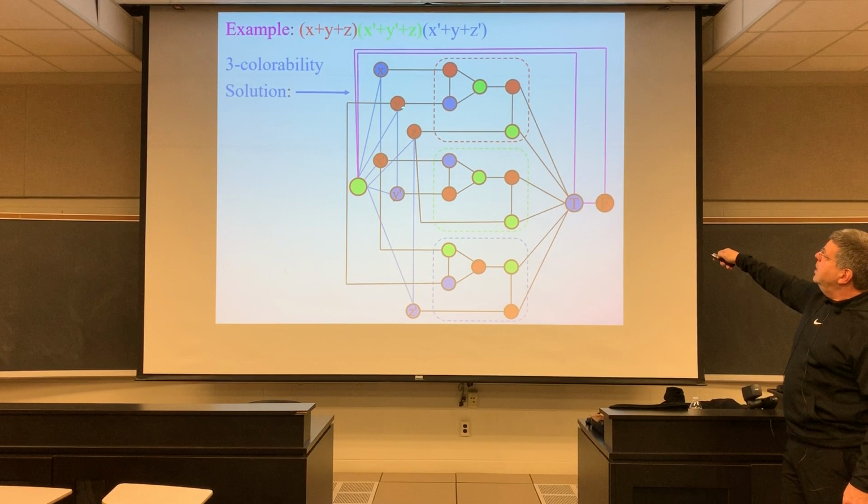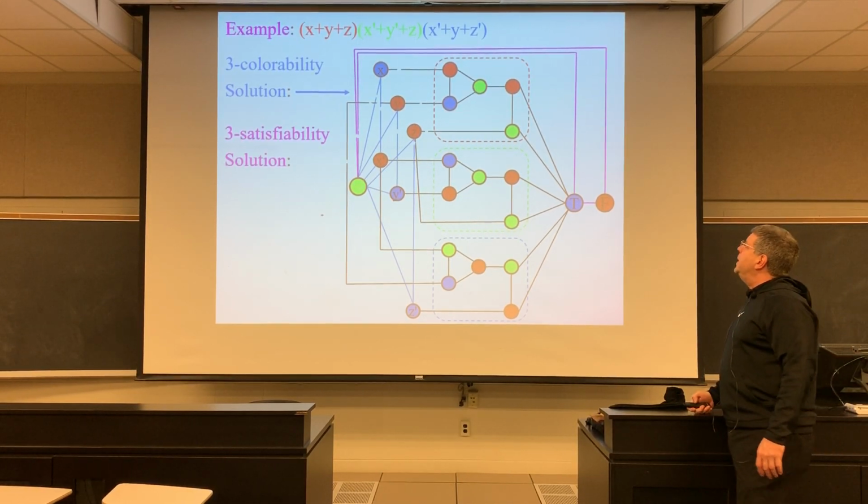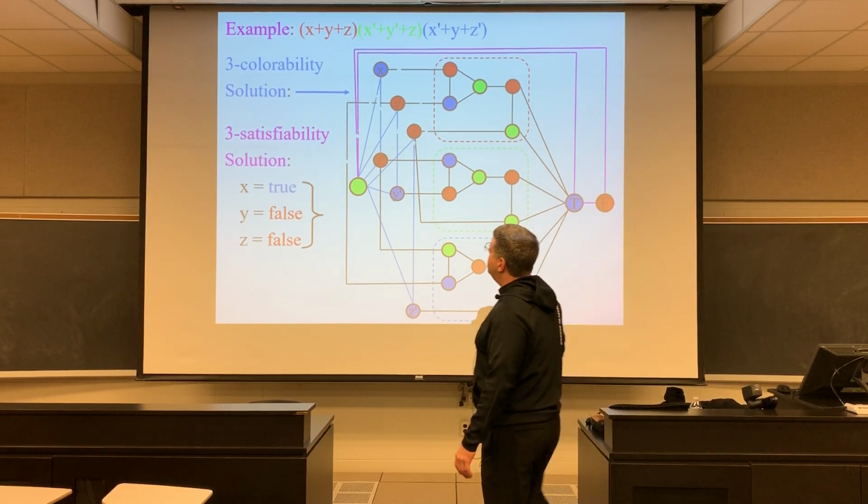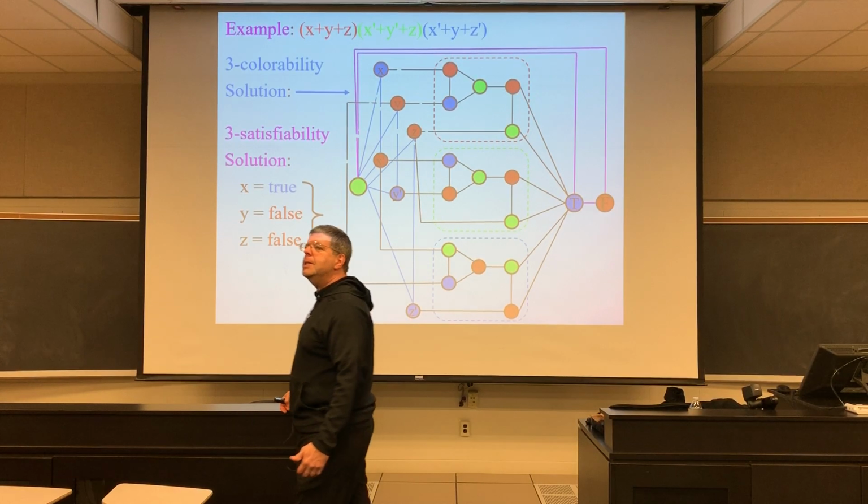X is true, Y is false, Z is false, and so on. And it gives you a satisfying assignment, and then you can go and check it, and that's how you reduce satisfiability to a graph coloring instance.